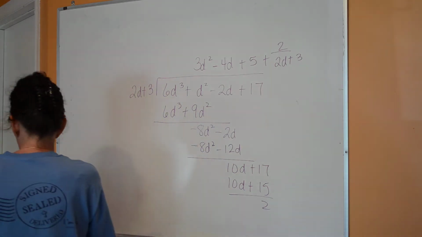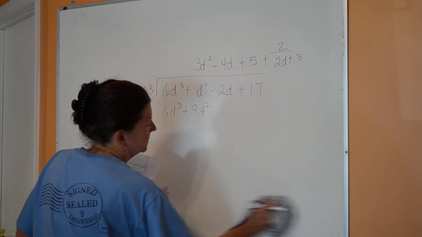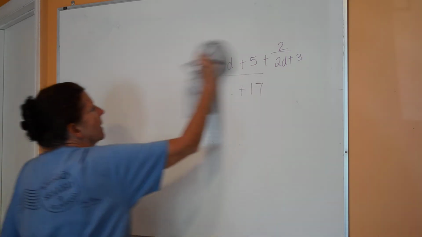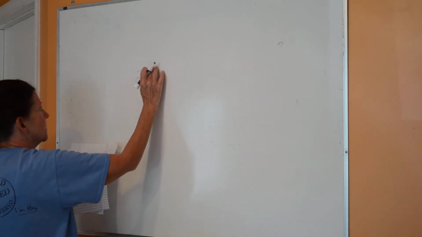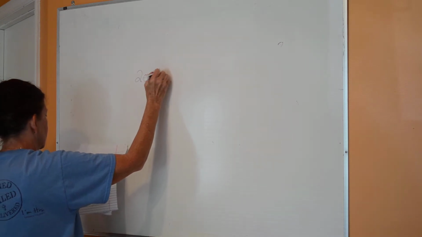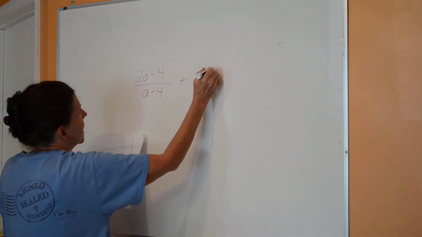All right. Moving on to 12.6. It's adding and subtracting with like denominators. So this is where we didn't have to find a common denominator. We just had to combine the top numbers.